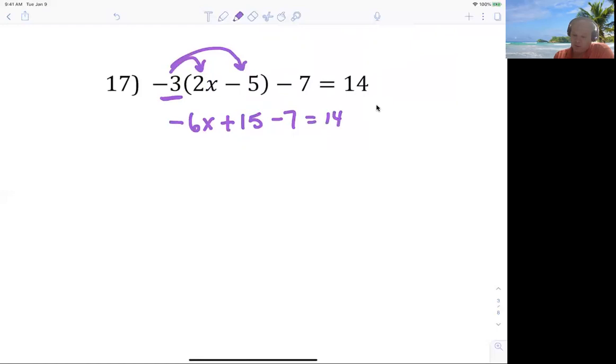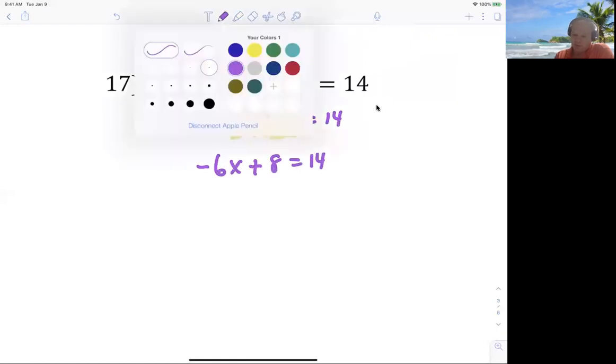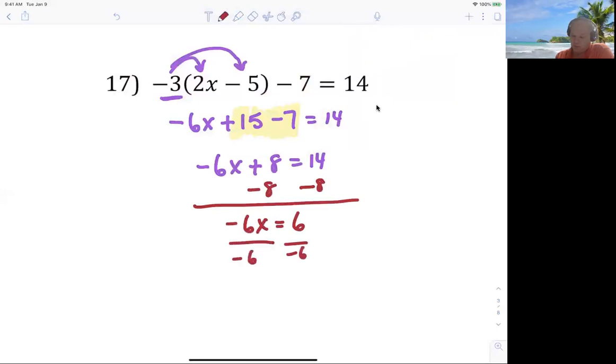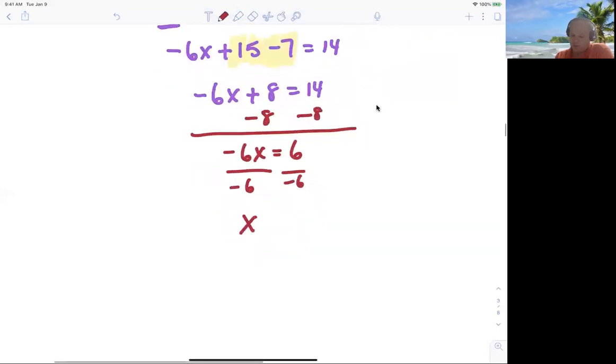Now what do I do? I look here, and I say 15 minus 7, which is 8. So now -6x plus 8 equals 14. Subtract 8. -6x equals 6. So x equals -1.